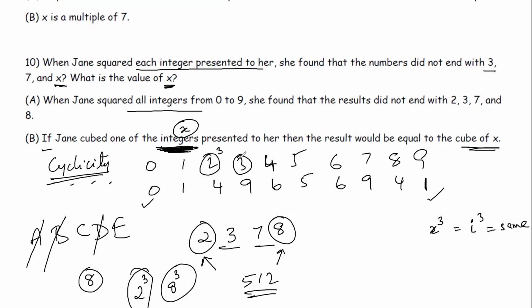I think when Jane squared each integer presented to her, we don't know which integers she's squaring, right? But statement A tells us which integers she's squaring. So with both statements together, we come to know that if Jane cubed one of the integers presented to her, and that is obviously 2 cubed, then the result would be equal to the cube of x, the cube of either 2 or 8. One of x is 2, so it will be equal to this. So we know that x is 2 then.